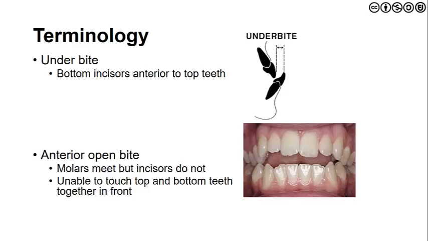And then finally, we have what's known as an anterior open bite. And this is where the molars meet, but the incisors do not. And so they're unable to touch really that front row of incisors and even canines with the bottom. And this is just because of a morphologic change within the maxilla and the mandible.